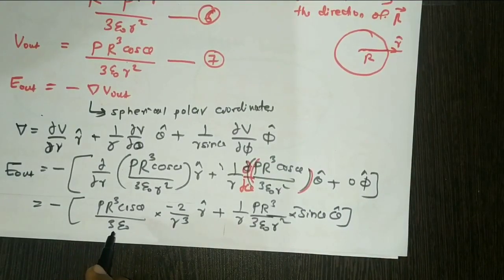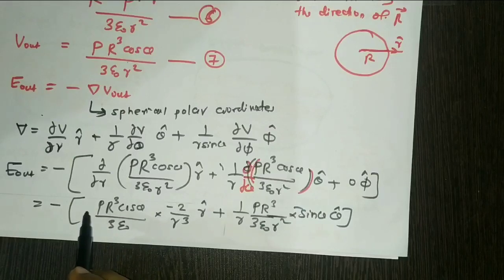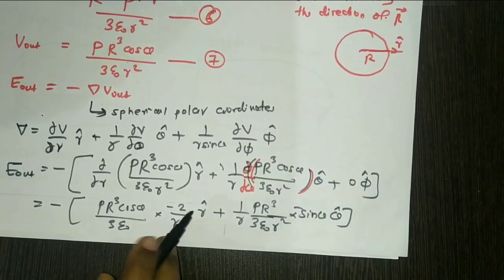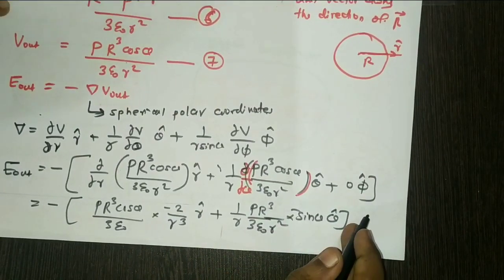If you look at this term here, P R cube by 3 epsilon 0 R cube is a common term. Here also P R cube by 3 epsilon 0 R cube. Then if you take it outside with a minus sign, the remaining thing inside the bracket will be 2 cos theta here, and here will be sin theta, theta cap. Let me write this in the next step.